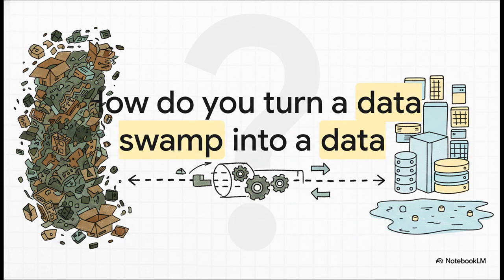So let's kick things off with a problem that pretty much every architect runs into. You've got data coming at you from all over the place, right? S3 buckets, databases, you name it. It's messy, it's unstructured. Basically, it's a data swamp. So the big question is, how do you tame that beast and turn it into something useful, like a clean data lake for analytics or ML?